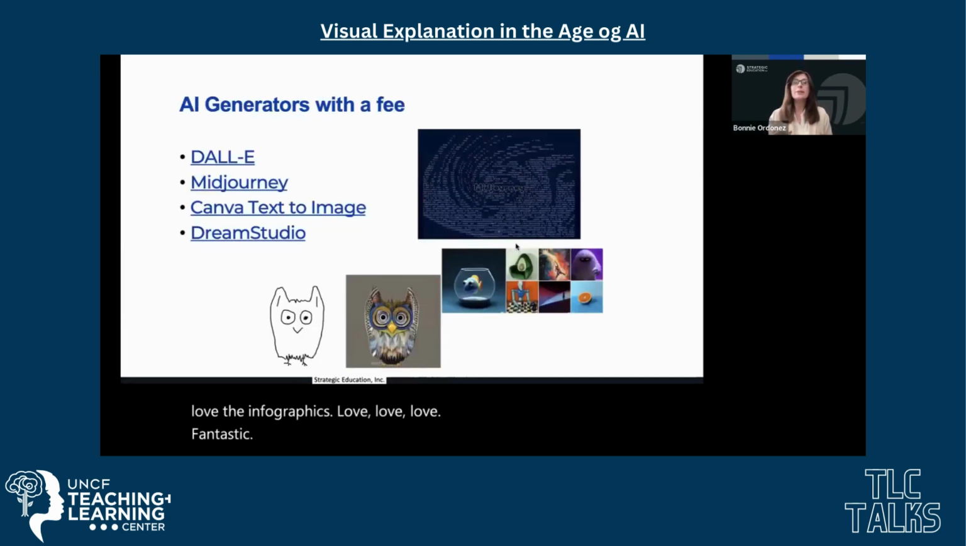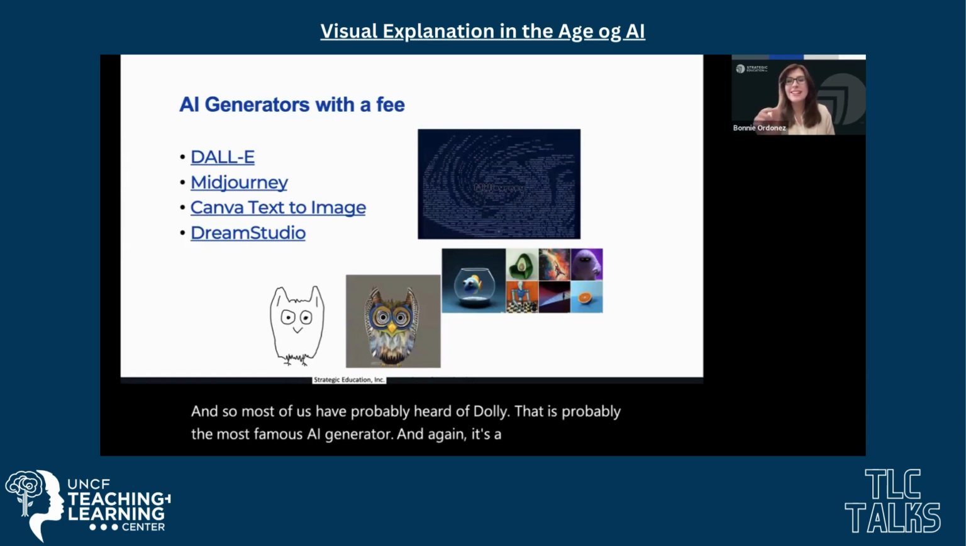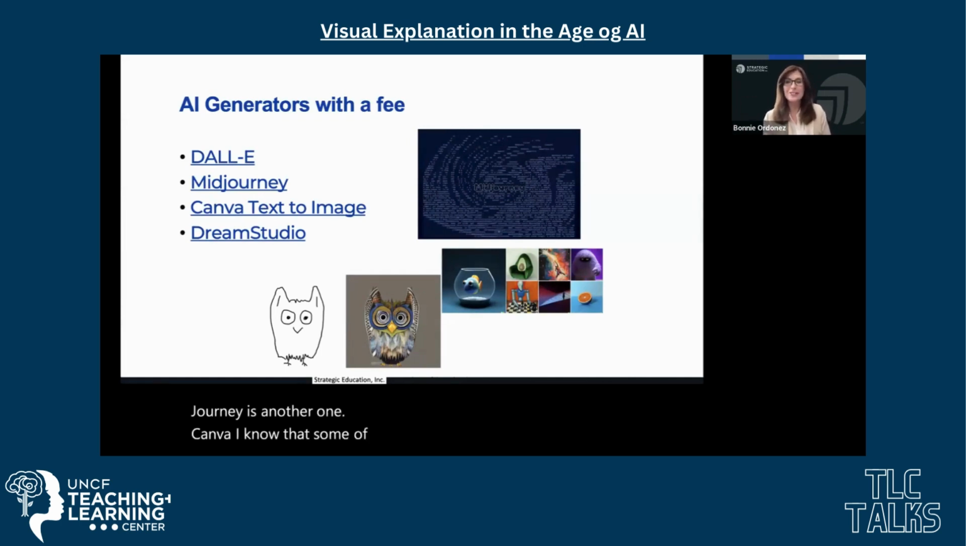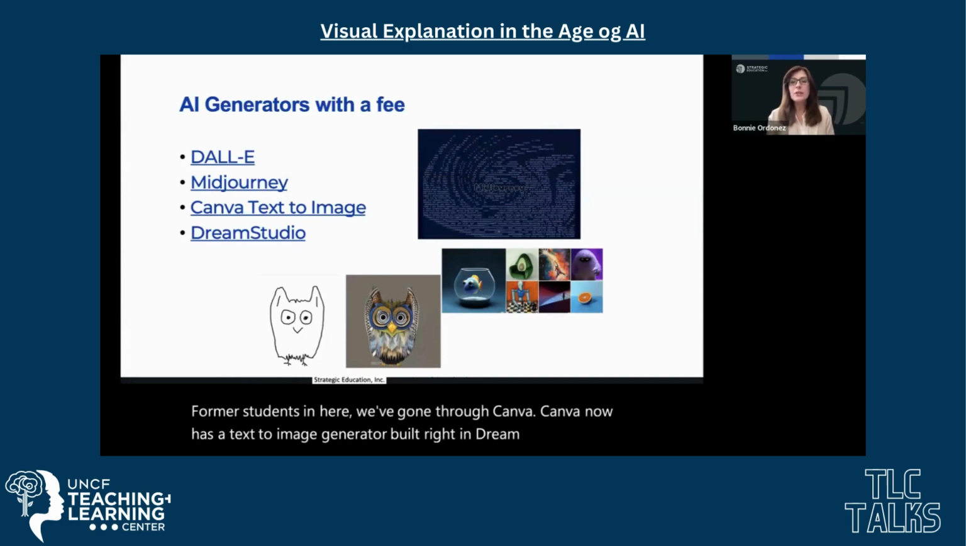So here are some AI generators that have a fee. And so most of us have probably heard of Dall-E. That is probably the most famous AI generator. And again, it's a fee with a little bit of free. So the little bit of free is 25 credits and you can use it. Midjourney is another one. Canva, I know that some of my former students in here, we've gone through Canva. Canva now has a text to image generator built right in. Dream Studio. And you can see some of these images I have here were pulled from these AI generators.